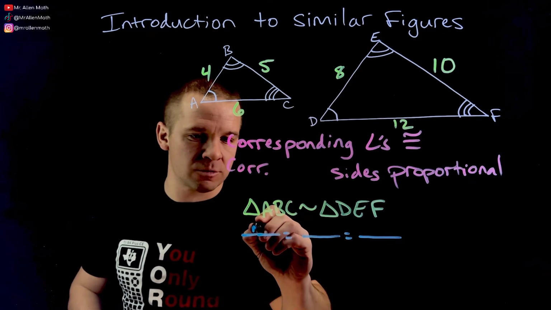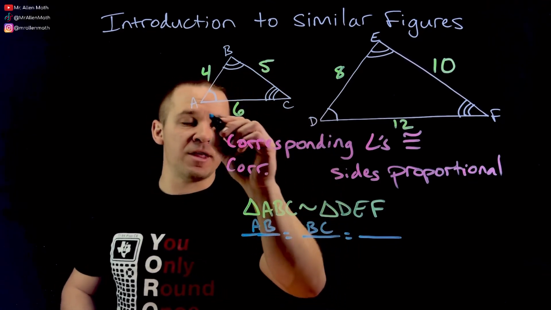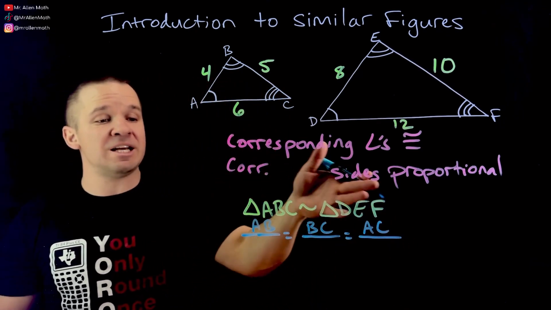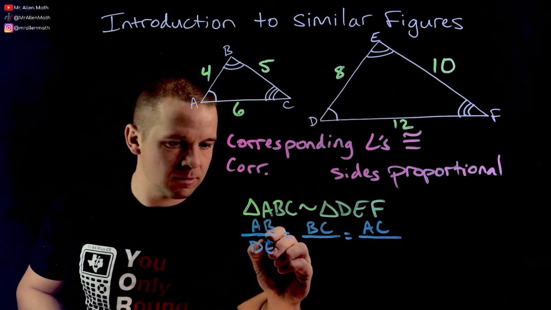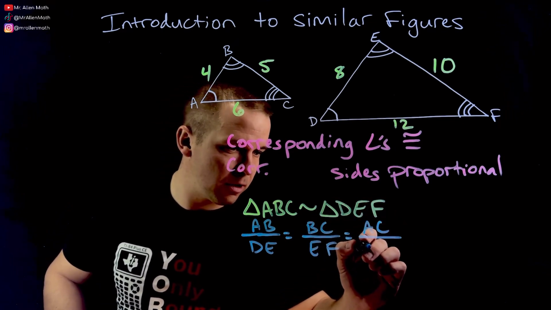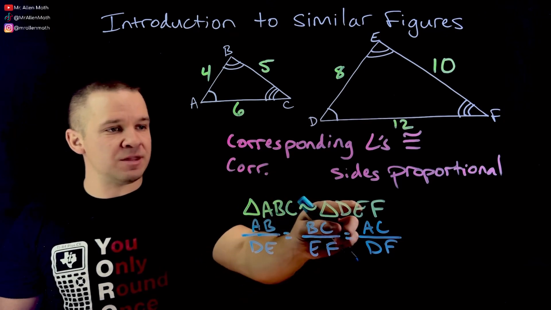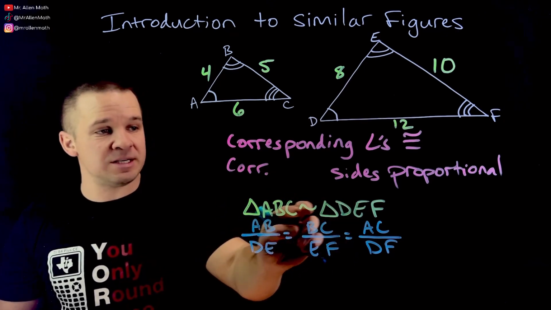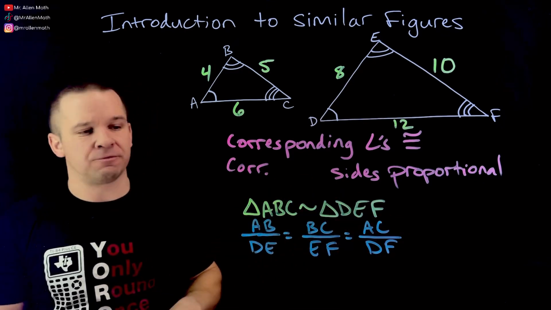So AB will be the first one. BC I'll do for the second. And then AC will be the third. And I'm going to go in the same order for triangle DEF, but I'll write it in my denominator here. So DE is the first, EF is the second, and then DF is the third. Okay. Notice how the AB and the DE match up with each other, the first 2 in the triangle. The last 2, BC and EF, are right there. And the outside AC and DF, that's the last fraction.